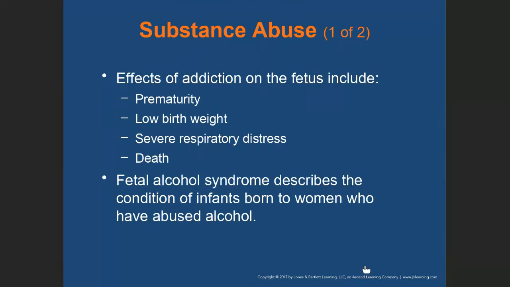Substance abuse. Effects of addiction on the fetus include, if they are abusing drugs, it can cause a premature delivery, can cause low birth weight, can lead to significant respiratory issues for the newborn, and it can lead to death. Fetal alcohol syndrome describes a condition of infants born to women who have abused alcohol.